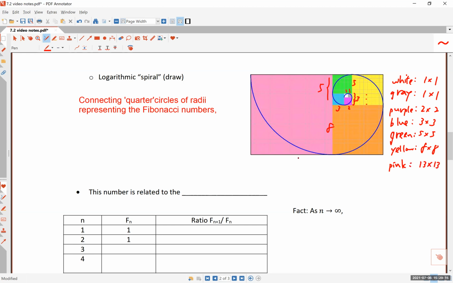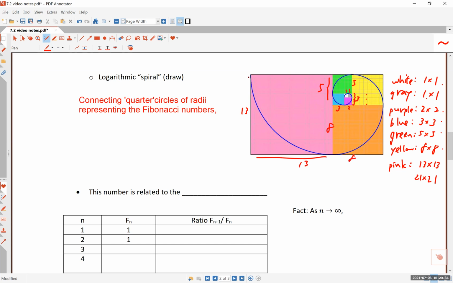You notice that the side length of each square is making the Fibonacci numbers, like 1, 1, 2, 3, 5, 8, 13, and so forth. The next one will be 21 by 21. You see where that is? Yeah, you see it, because this is 13, and this is 8.